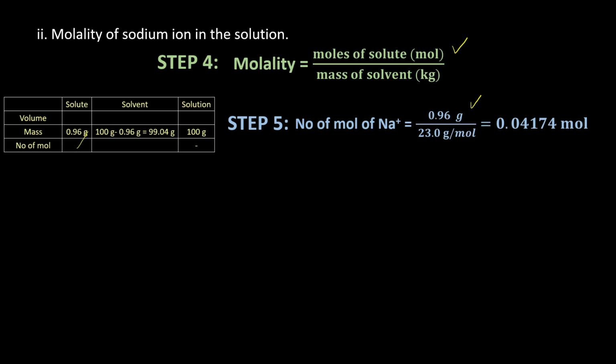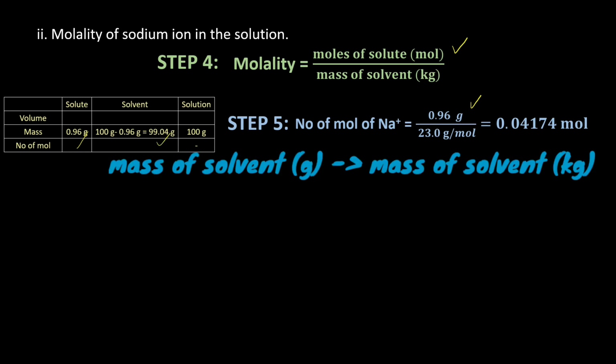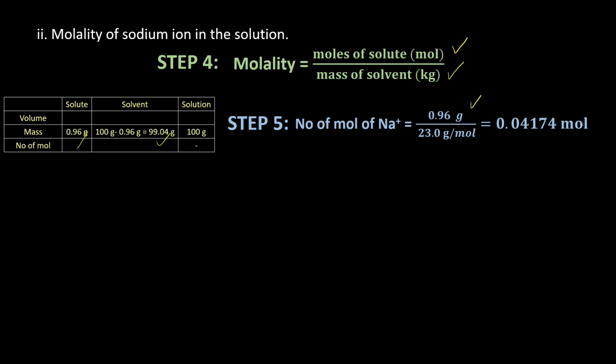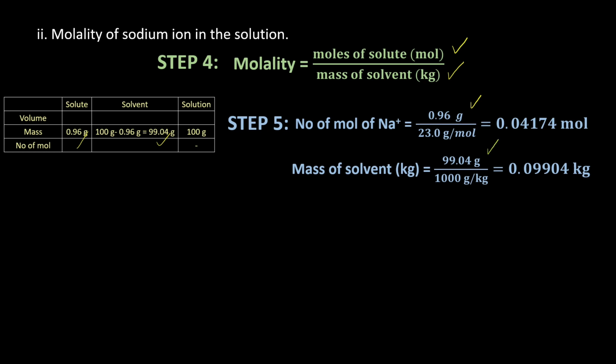And the second conversion that we need to do is to convert the mass of solvent from gram to kilogram. How to do this conversion is by dividing the mass of solvent, 99.04 gram, with 1000 gram per kilogram to give us the mass of solvent in kilogram.